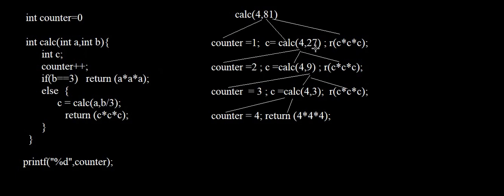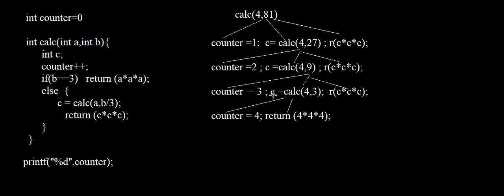I have put 27 in this place, and also I have executed this return C into C into C like this. We have not put the value because we need to execute further. And now come to the calc function again with 4, 27. Now B is 27 and B is not equal to 3. So again we need to execute the else condition. C equals calc of 4, 9, because 27 by 3 is 9, and return C into C into C, and again do this and again do this.